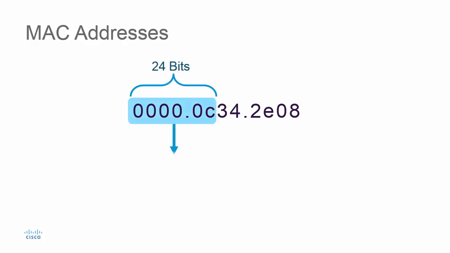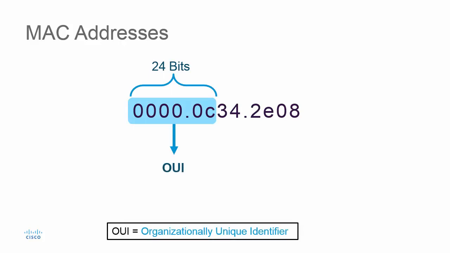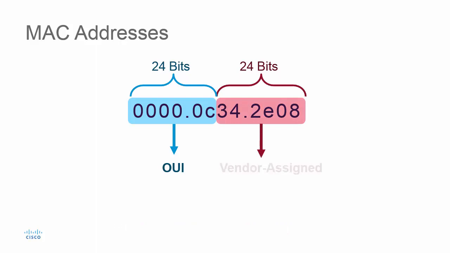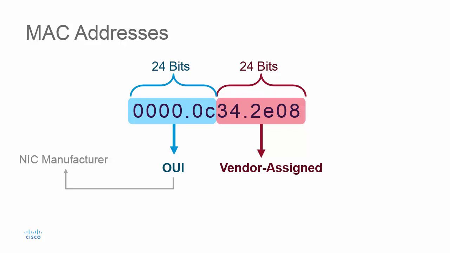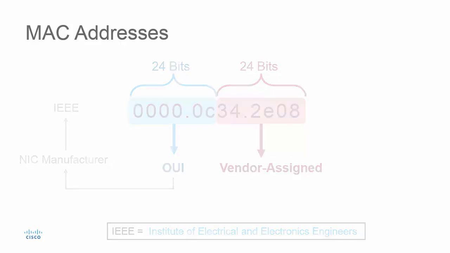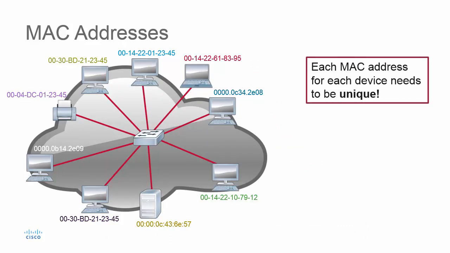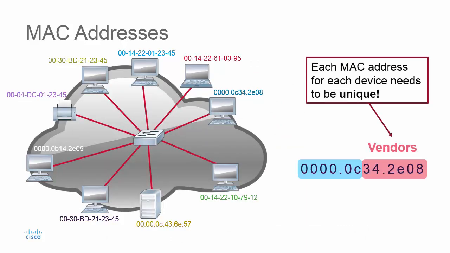The first 24 bits constitute the OUI, which stands for Organizationally Unique Identifier. The last 24 bits constitute the vendor assigned end station address. The OUI identifies the manufacturer of the NIC. Let's say it's either Cisco or Apple, but someone has to regulate the assignment of OUIs, and that is the IEEE. Of course, each MAC address for each device needs to be unique. Vendors take care of this in the vendor assigned portion of the MAC address, and this portion uniquely identifies the Ethernet hardware.